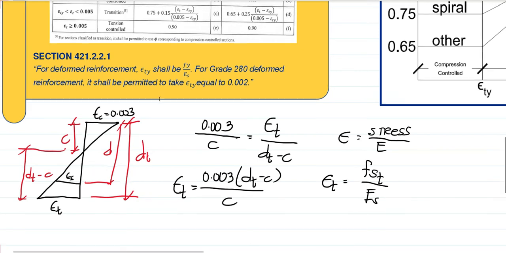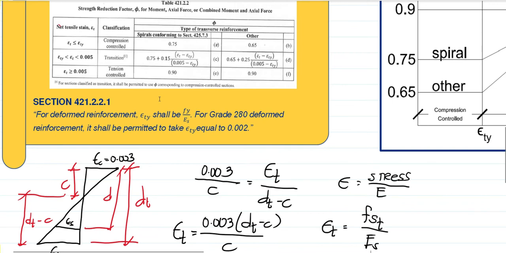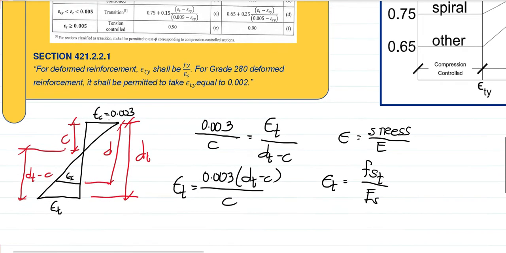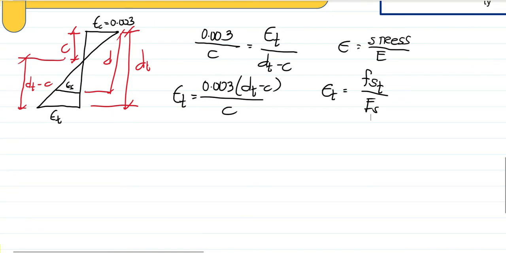Ngayon, what is epsilon ty naman? Epsilon ty, from the principle na lang yan ng strength of material, is stress divided by the modulus of elasticity. And since that is epsilon ty, ibig sabihin lang nun, pinapagamit niya sa yung stress is yung yield strength ng ating steel. So, ibig sabihin, that is fy over our Es.